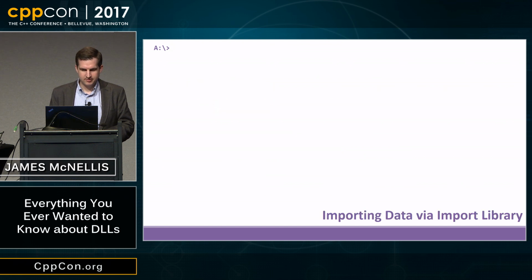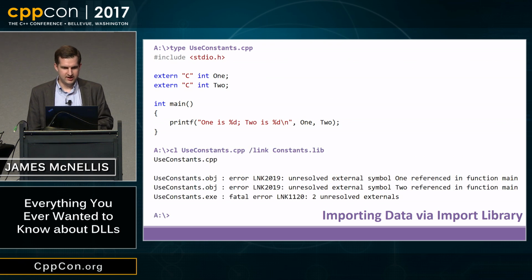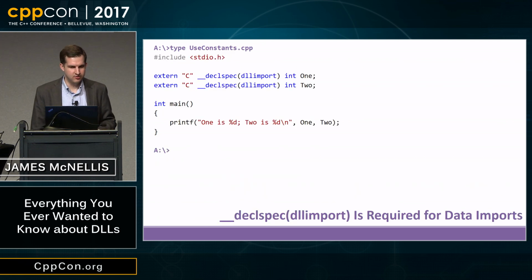And if we want to write a program that uses these constants, we just declare the variables, we compile it, and oh, it doesn't link. That's interesting. When you import data, you actually have to use declspec dllimport.